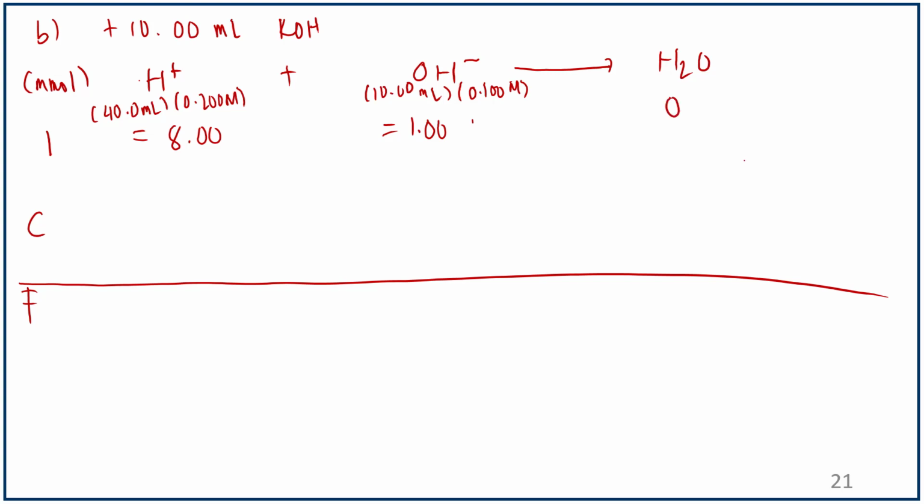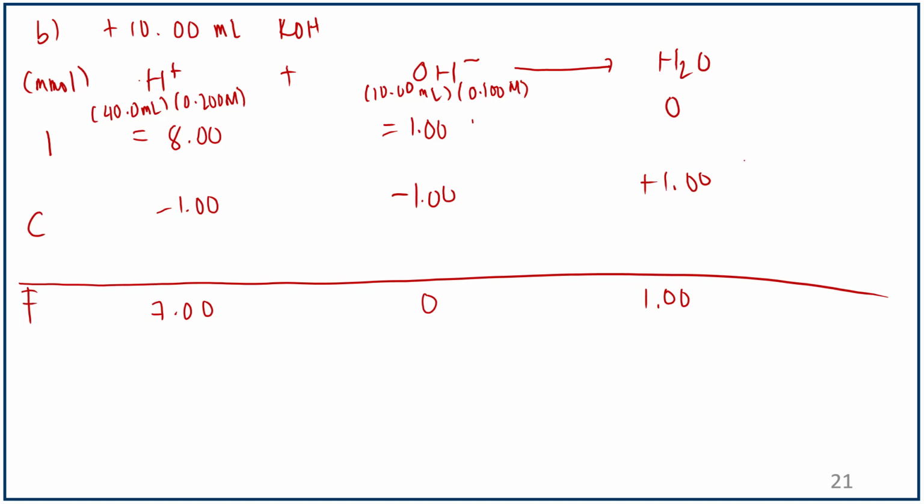So the change here, the limiting reagent is OH. So this should be minus 1.0. It will be fully consumed basically. Minus 1.0, and then this is plus 1, but you don't really care about water. So in the end, you will have 7 millimoles of H plus left. You have no leftover OH. And water, again, you don't really care.